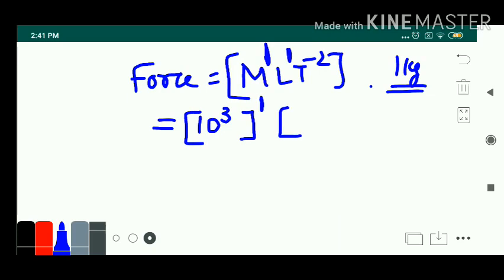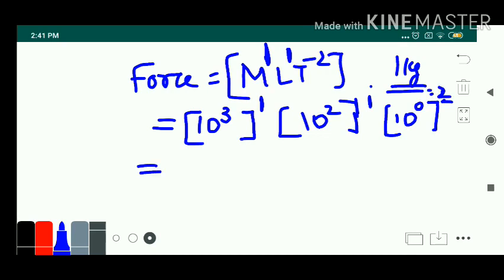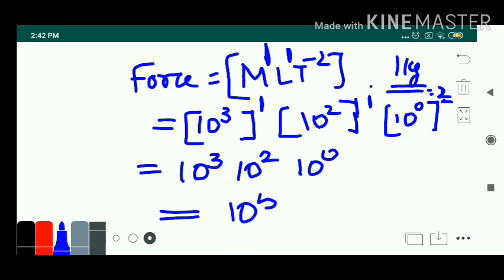Now length, initially it was in meter, now I will write it as 10 to power 2 centimeter. Again the power of the bracket is 1. Now time, there is no conversion, so I wrote it as 10 to power 0, and the power is minus 2. Clear? Now what will happen if I expand it? It becomes 10 to power 3 into 10 to power 2 into 10 to power 0 into minus 2, which is 0 itself. So it will be 10 to power 5.